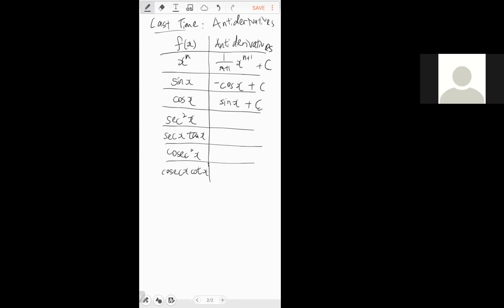What is the antiderivative of secant squared of x? What is a function so that when you take the derivative, you get secant squared of x? Tangent of x? Antiderivative of secant tangent? Secant of x? Cosecant squared of x?